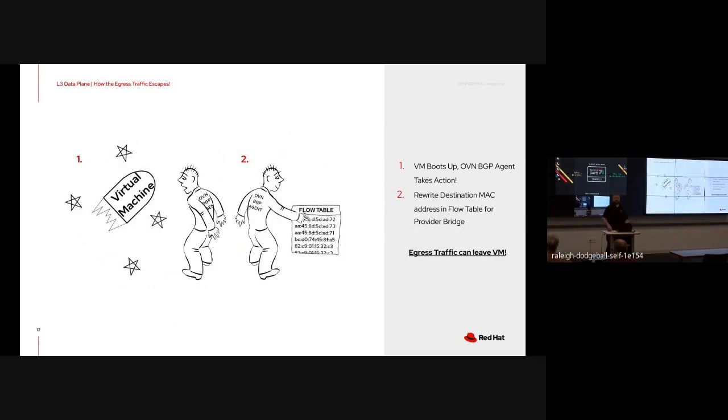Egress traffic is a little bit different, right? We have the same scenario, right? We have a bridge where we want to direct that traffic to, and that bridge has to push the traffic out for that particular VM. So when that VM boots, the OVN BGP agent will also pick up the MAC address of that VM, it'll look up the flow in the OVN flow table, and it will rewrite the destination of packets that are arriving from that given VM, given that particular flow, to the MAC address of the bridge.